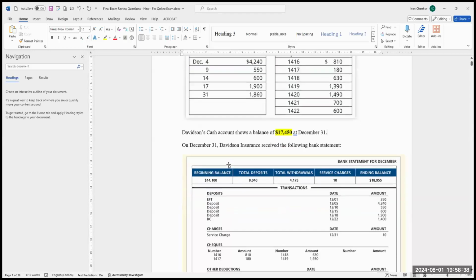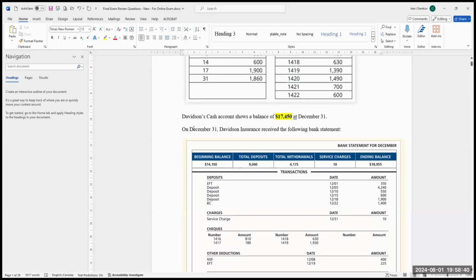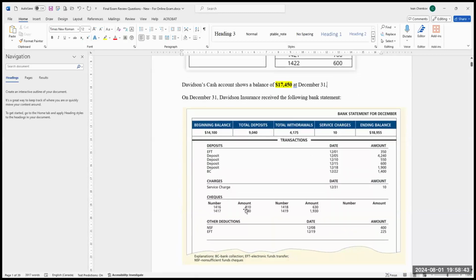Next thing that you're going to see is the bank statement for December 31st. And as you can see in the bank statement, there's a beginning balance, total deposits going into the bank account, total withdrawals, $10 service charges, and ending balance. So technically how this works, beginning balance plus the total deposits minus the total withdrawals minus the $10 is going to give you $18,955. So $18,955 is your starting point for the bank reconciliation.